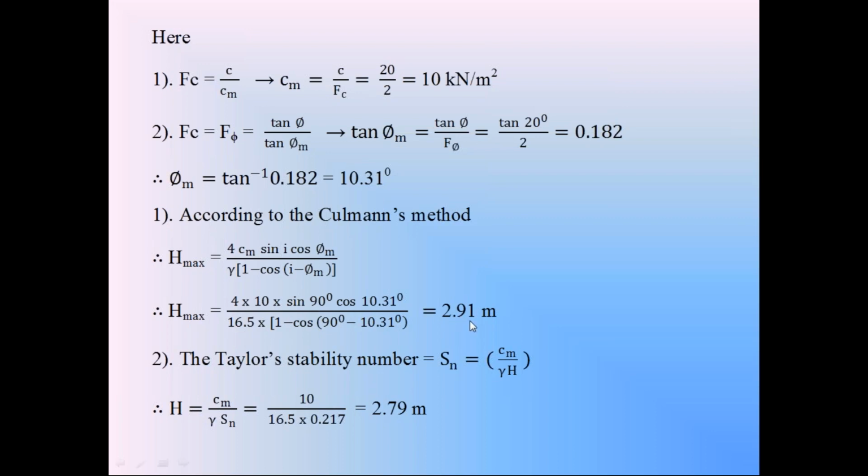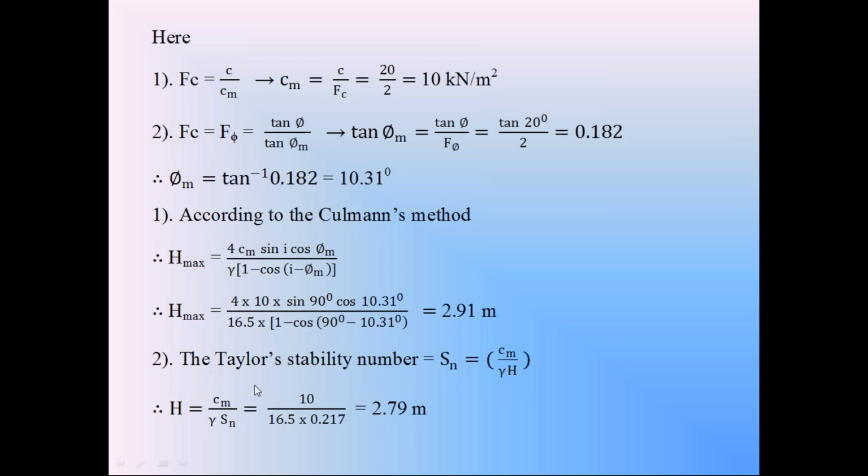In the second problem, one student asked a question. In the second problem, that maximum height is 7.19 meters, whereas in this problem, the maximum height is 2.91 meters. Because the soil changes. We have a different soil in the third problem. So the maximum height of vertical cut changes. This height is from Culmann's method.